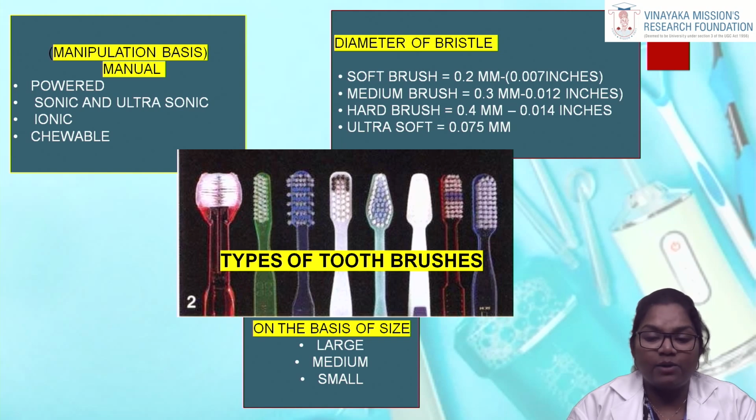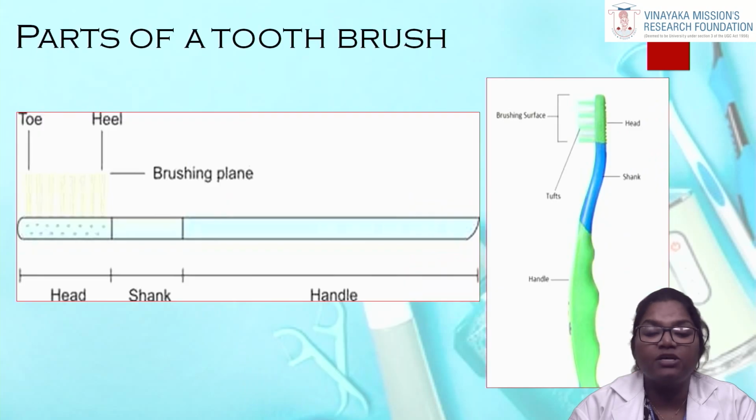And then moving on to the diameter of the bristle. We have the soft brush that has 0.2 mm, that is 0.007 inches diameter of bristle, the medium brush that has 0.012 inches, and then the hard brushes that have 0.14 inches. Out of these, the recent one is the ultra soft brushes, which have 0.075 mm. Based on the size of the toothbrushes, they can be classified as large, medium and small. Large is the one that we have been regularly using, and the small type of toothbrush is used by the pedo patients or small kids.